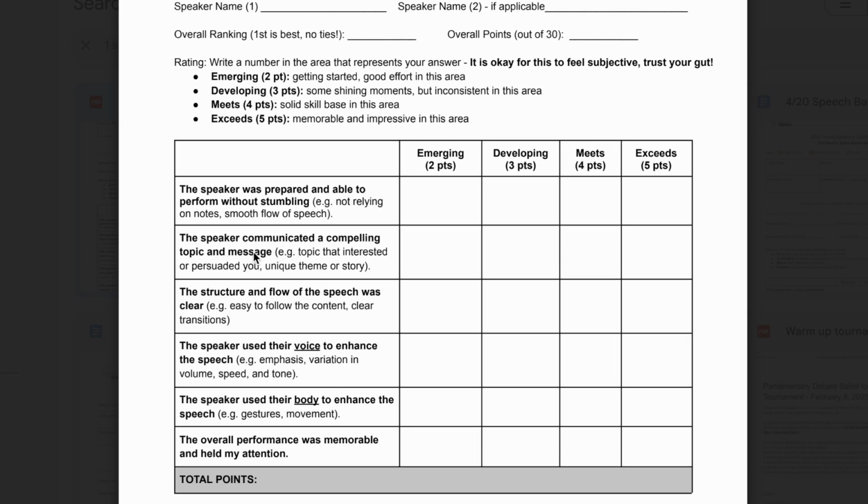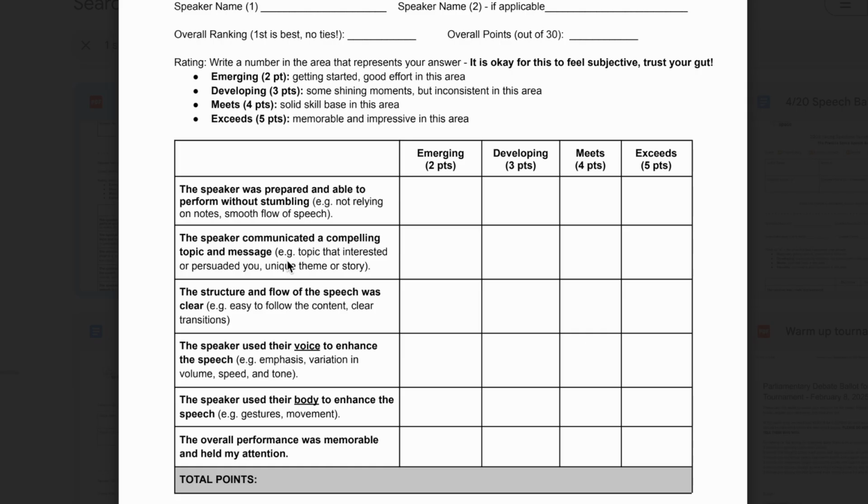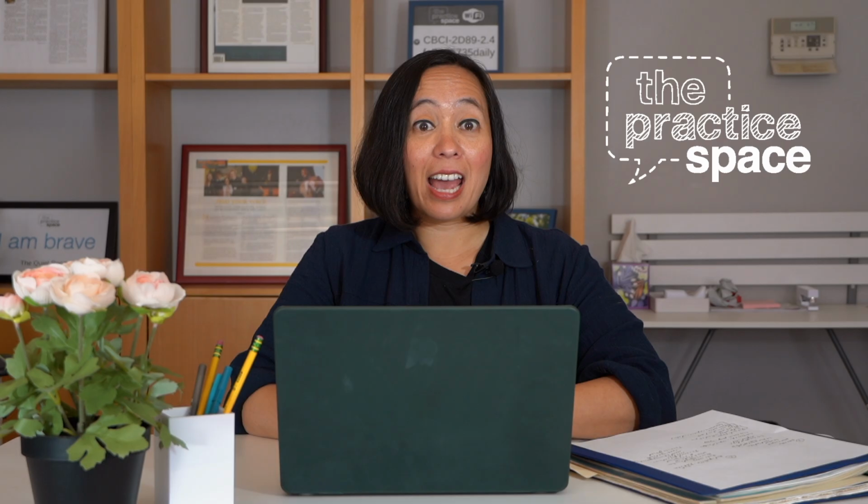So we have a couple of different areas of the rubric. The first 3 are related to content. The next 2 are related to delivery. And then the last is for overall. The first is the speaker was prepared and able to perform without stumbling. So they didn't need to rely on their notes that much. The flow was pretty smooth, etc. The second area is that they communicated a compelling topic and message. So the topic itself was really interesting or really unique. The next area is that the structure, the outline, and the flow of the speech was pretty clear. So maybe they had good transitions, or it was easy to follow the content overall.